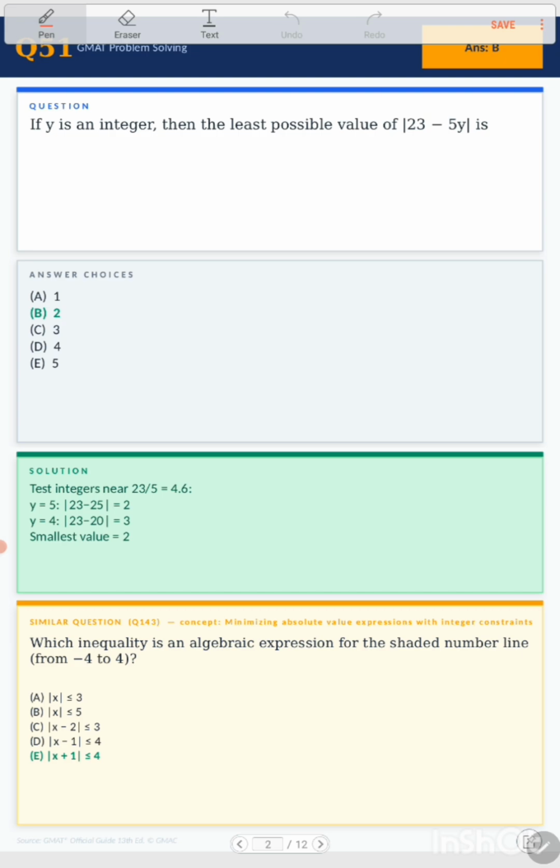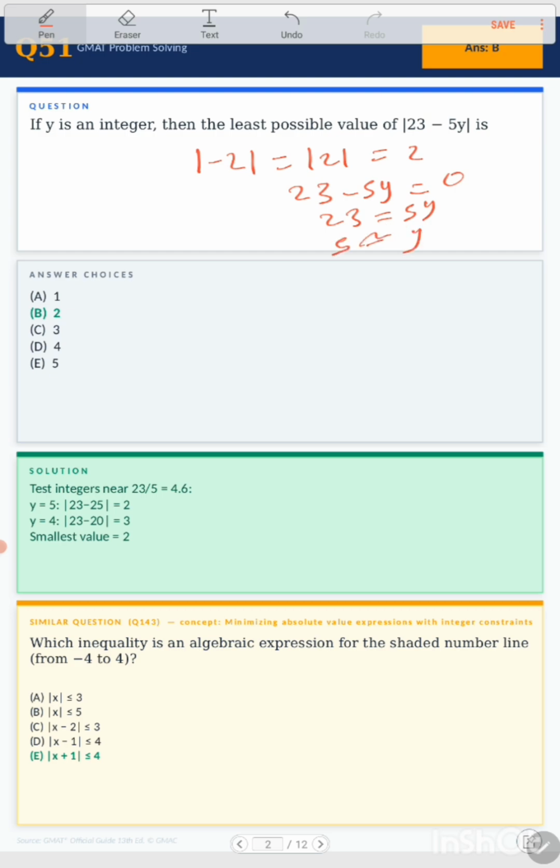If y is an integer, then the least possible value of the absolute value of 23 minus 5y is. First, understand this: the lowest value we can get from an absolute value is 0, because the absolute value of 0 is 0. Remember that the absolute value of negative 2 is the same thing as the absolute value of 2, which is 2. But the absolute value of 0 is 0. So the least possible value should be around 0. That is when 23 minus 5y equals 0. If you solve this, you will notice that 23 equals 5y, or y is approximately 5.